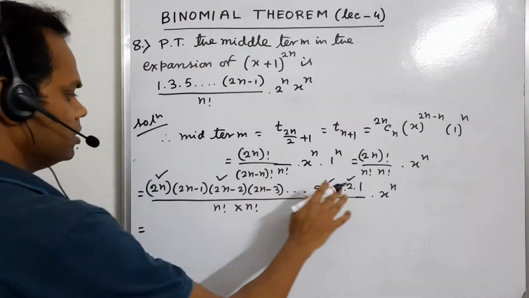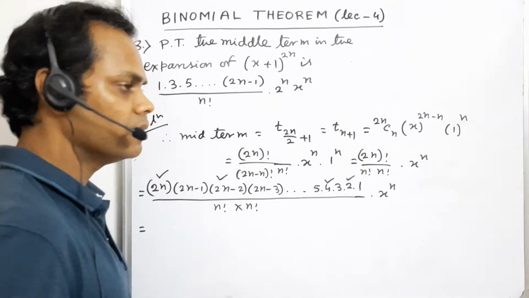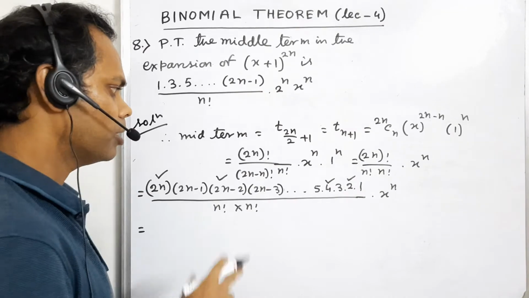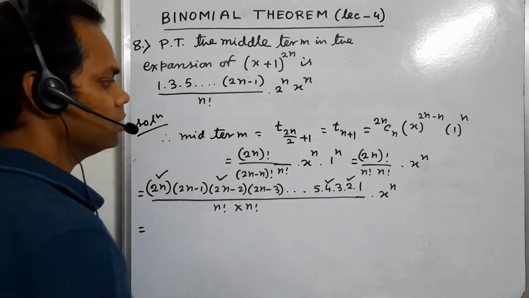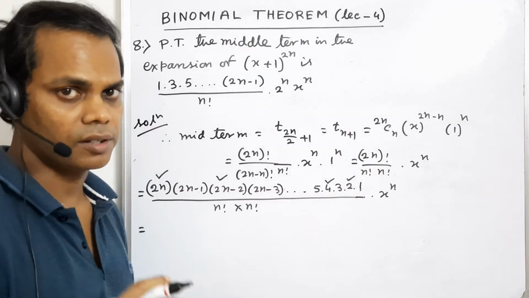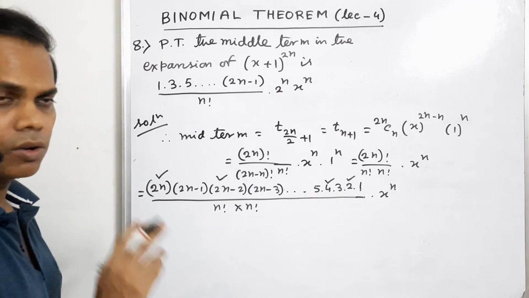Now in the factorial of 10, there are 10 terms. In the factorial of 11, there are 11 terms. In the factorial of 12, there are 12 terms. So in the factorial of 2n, there are 2n terms. Out of 2n, n are even numbers and n are odd numbers.